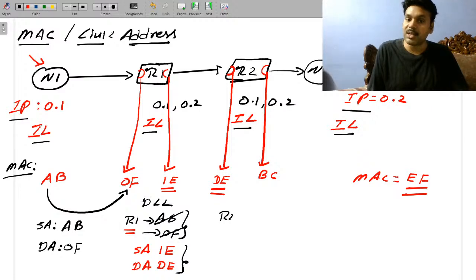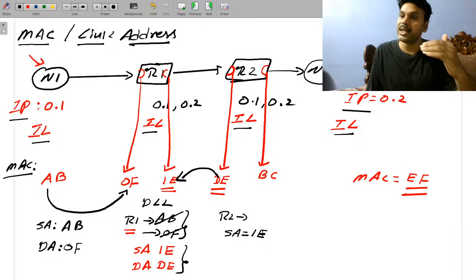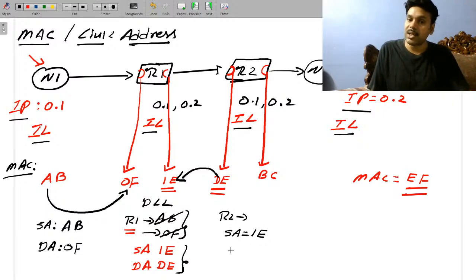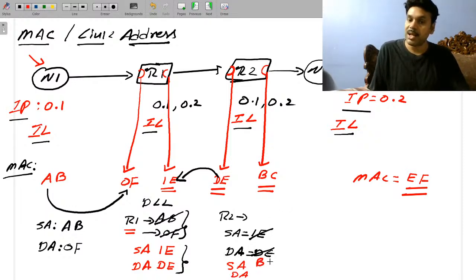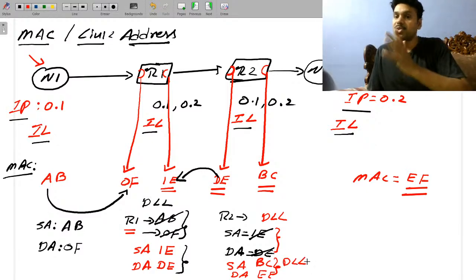When this router receives the frame, it understands my source is this one, because the DLL senses the data in the form of frames only. The source address is 1E and the destination is DE. So it eliminates the old source and old destination and adds its own source and destination. Your new source is BC and the new destination is EF. So here also elimination of the MAC and adding of a new MAC is done. Now it goes to the other layer.